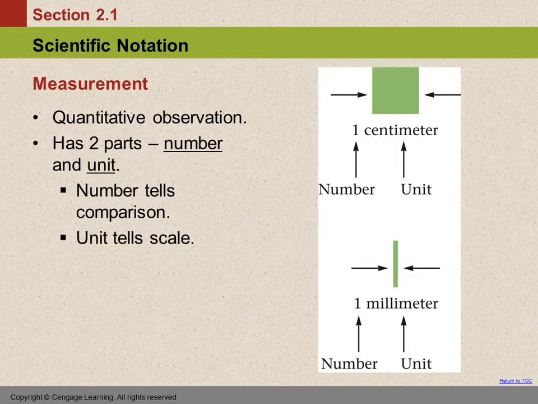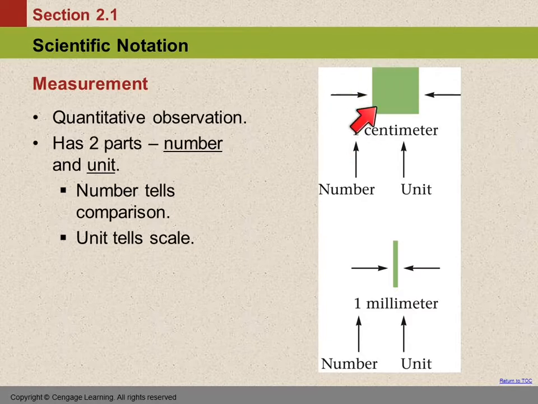In science, in general, chemistry as well, we make measurements. A measurement is a quantitative description of something. It involves a number. The number is important, but the unit is also important. So a measurement has 2 parts, the number and the unit.